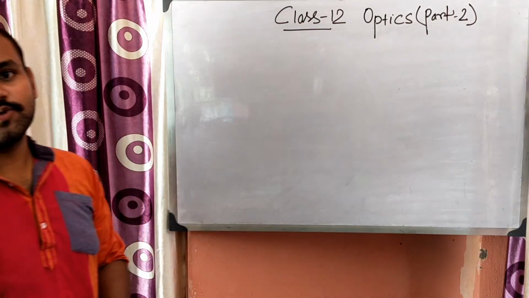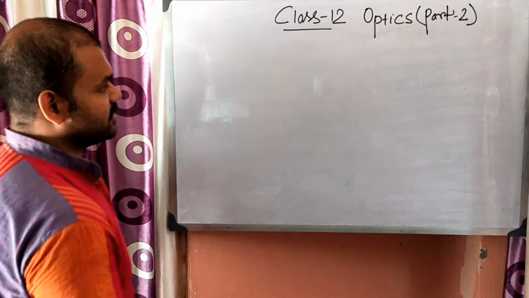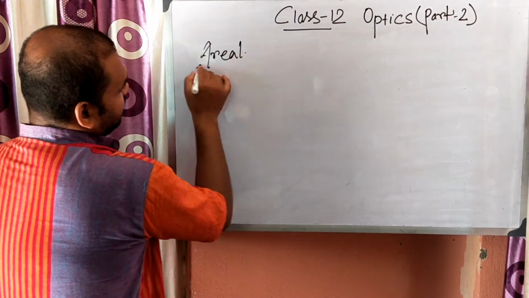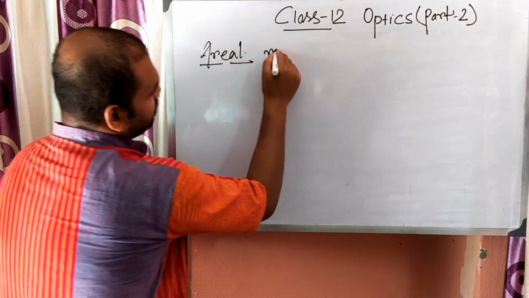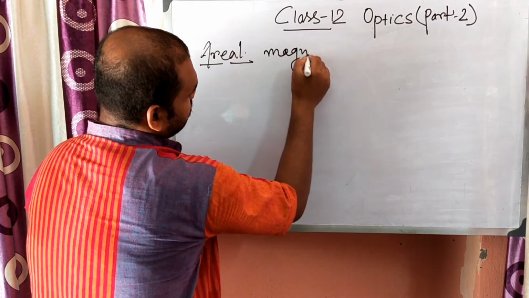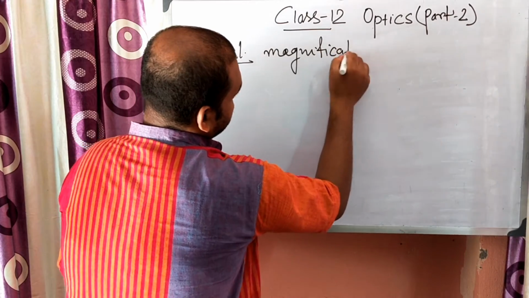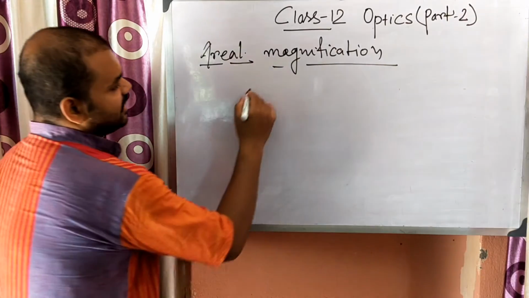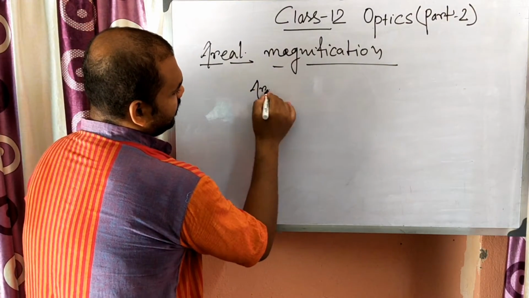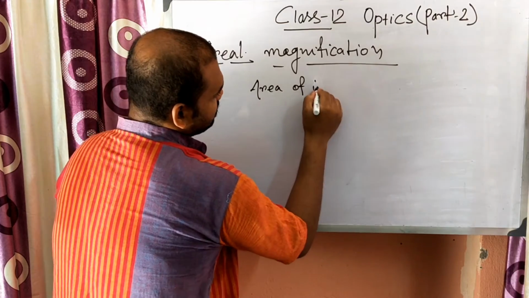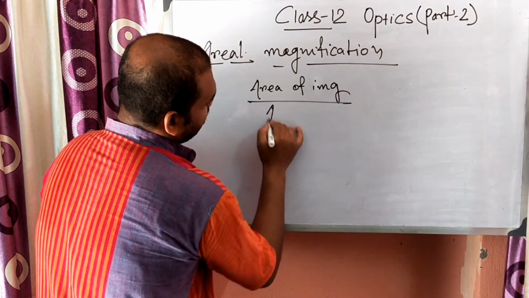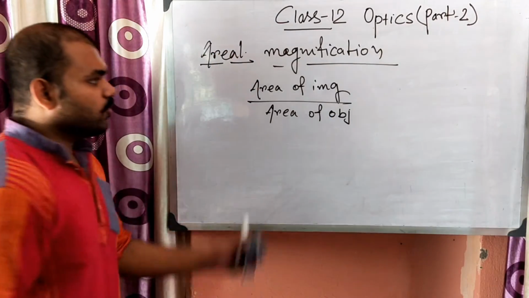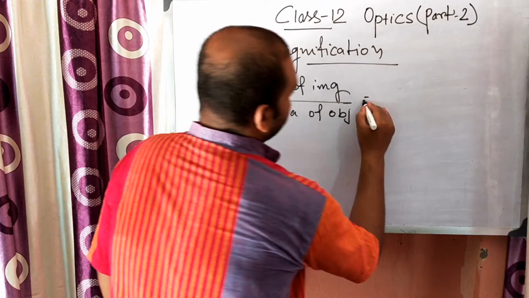Next thing that we need to know is aerial magnification. What is aerial magnification? Aerial magnification is the ratio of the area of the image to the area of the object. Let us consider this as m prime.